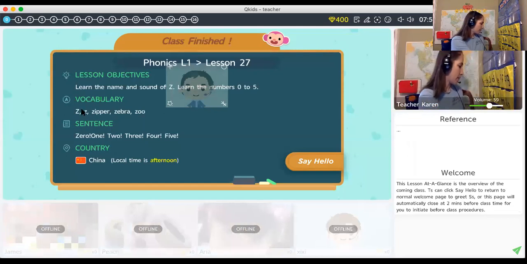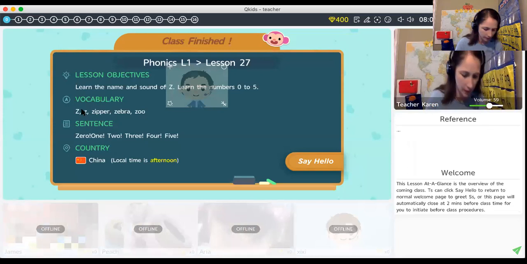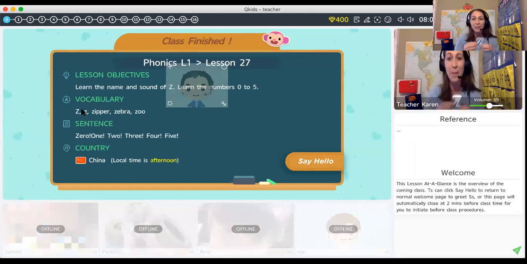I have these cute little manipulatives that I was able to bring home from school when I was doing NTI. I have big Z, small Z, and then zipper, zebra, and zoo. I just have some little extra pictures to reinforce.